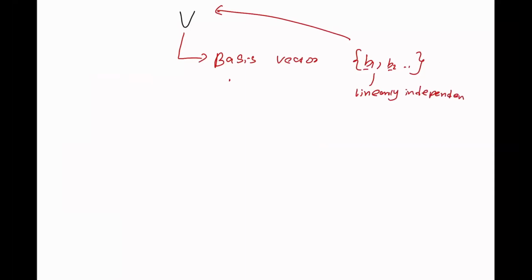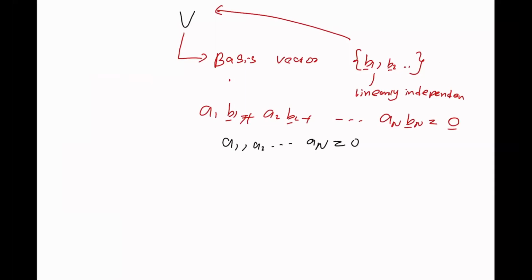It means if you write this equation, let's say a1 b1 vector plus a2 b2 vector plus up to a capital N b capital N vector, where capital N is the number of basis vectors, equal to 0 vector. This holds if and only if a1, a2, up to aN all are equal to 0. If this condition happens, we call this set linearly independent.